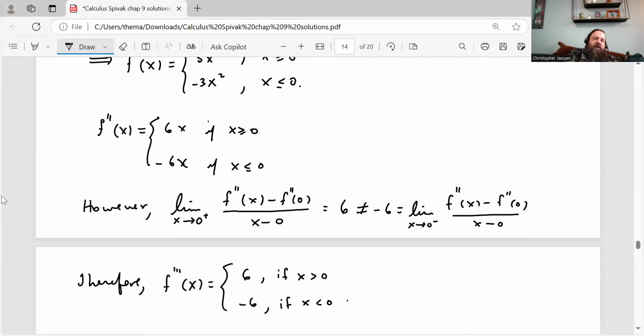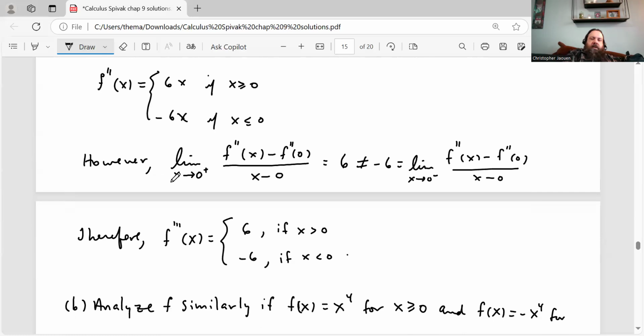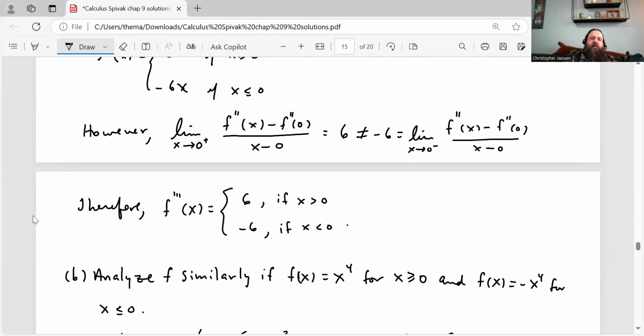The second derivative here is defined for all real numbers. It's 6x if x is greater than or equal to 0, -6x if x is less than or equal to 0. However, if you try to take the third derivative at 0, notice here if I take the one-sided limits, they don't agree. So the third derivative is not differentiable. Sorry, the third derivative doesn't exist at 0, or in other words, the second derivative is not differentiable at 0, but for every other value it is. If x is positive, the third derivative is 6. If x is negative, the third derivative is minus 6.